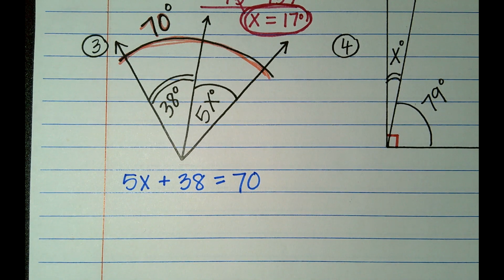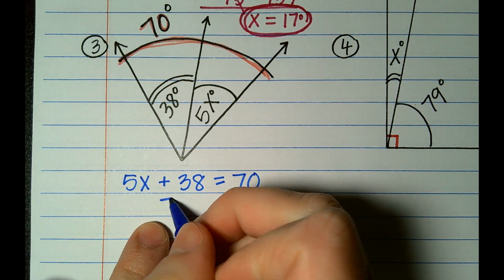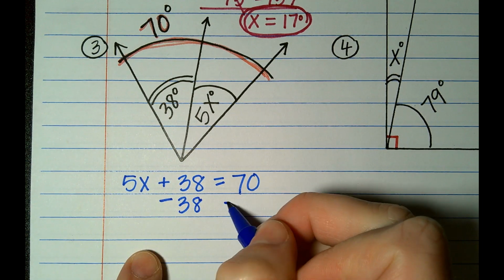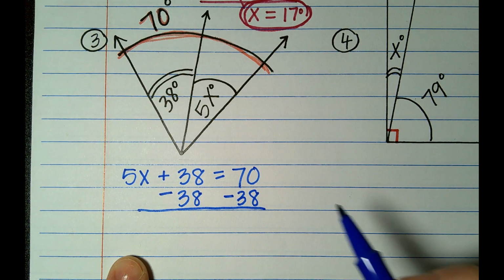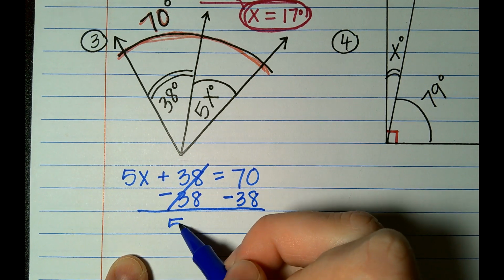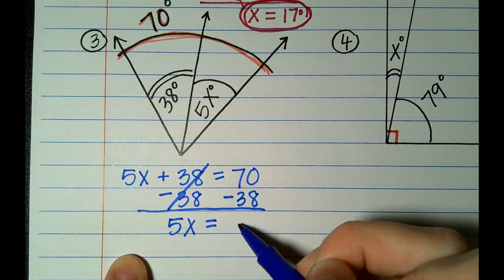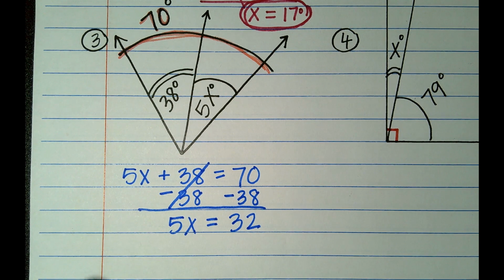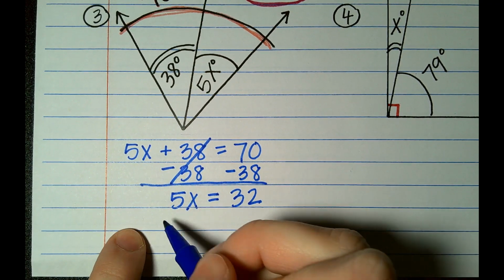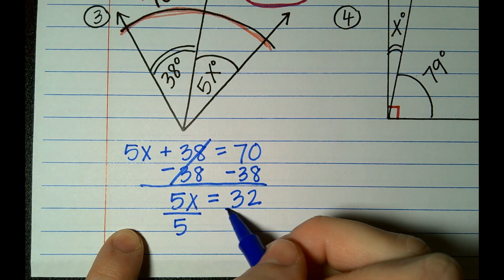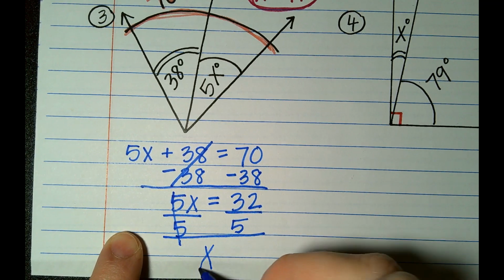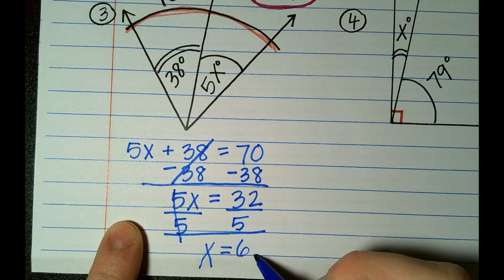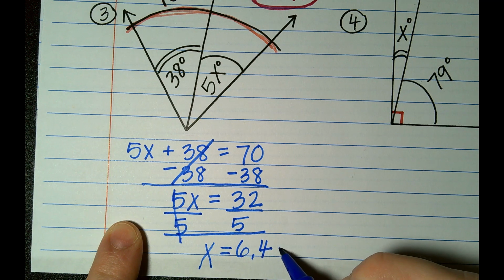You subtract 38 from both sides. Yes, subtract 38 from both sides, which gives us 5x equals 32. Then you divide by 5 on both sides. And what do we get for x? x equals 6.4.